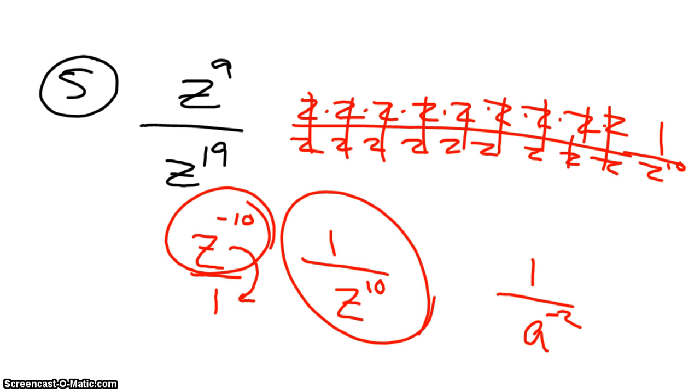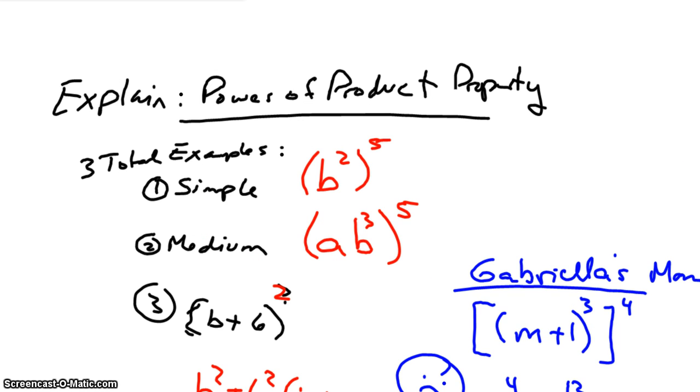1 over a to the negative 2. Jenna? You move it up, so it'll be a to the 2. Good. That's right. When you move it, you lose the negative, right? But the exponent, the number itself, the absolute value is the same. Okay? Good.